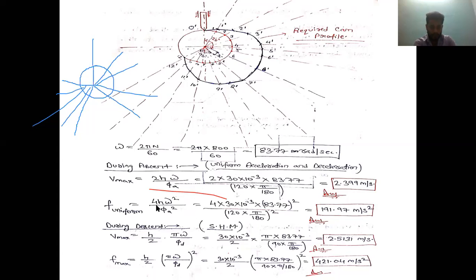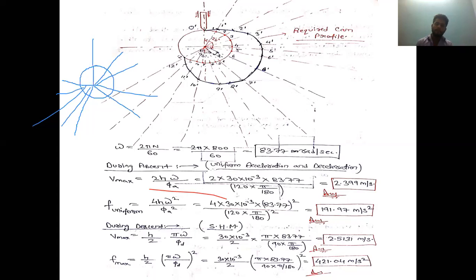Similarly, you can calculate the value of maximum acceleration. The formula I already know, that is 4 h omega square upon phi square. Since this is the case of angle of ascent, I will use phi as phi a. You will solve, you will get the value of maximum acceleration as 191.97 meter per second square. Similarly, for the descent period, you have to find maximum velocity and maximum acceleration, but this time the formula you will be using will be for simple harmonic motion. Is it clear? Yes, sir. Any doubt? No, sir. Fine.